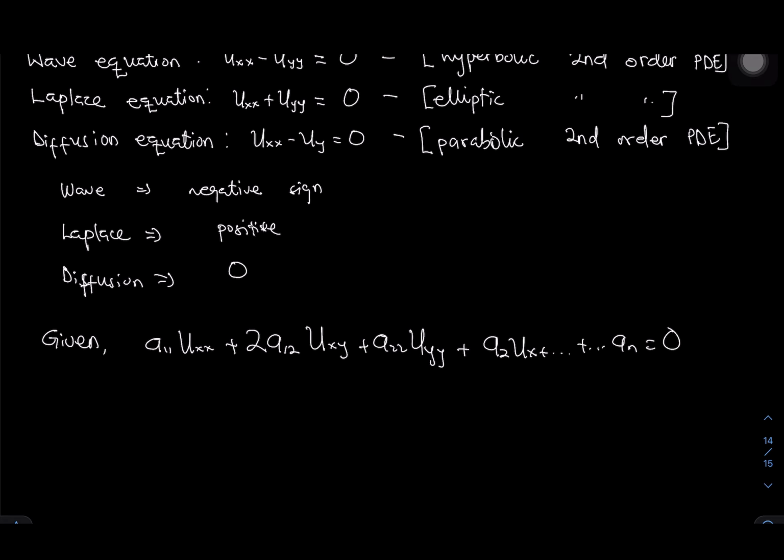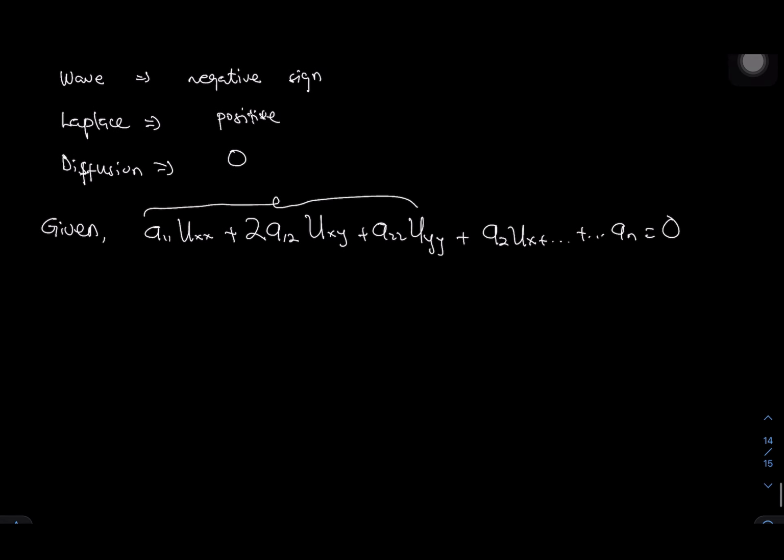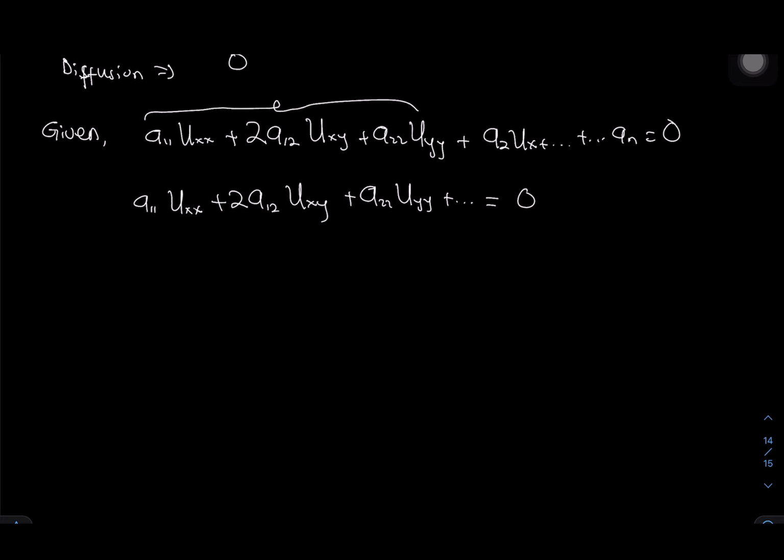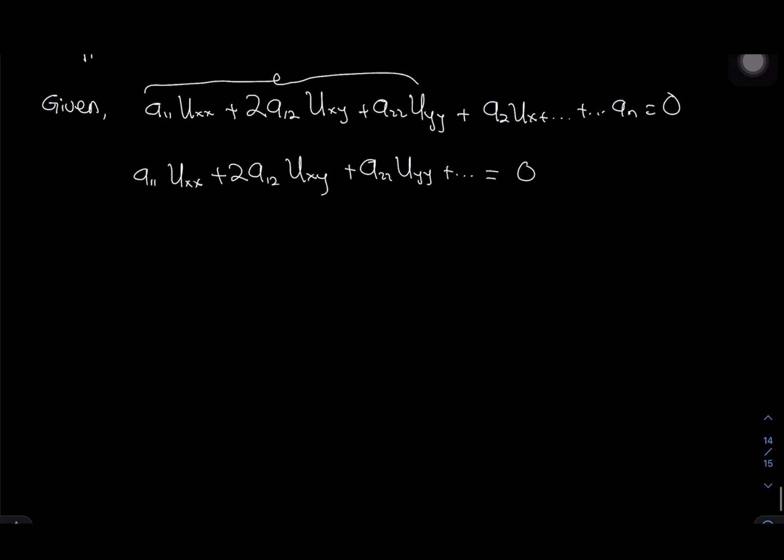Our point of interest will always be the second order terms. All the other terms we don't really care about. So I'm going to rewrite that: a11 uxx plus 2a12 uxy plus a22 uyy plus the other terms, which we are not interested in, equal to 0. Then what we're going to do is write the coefficients of these second order terms in a symmetric matrix form. We know how to do that from linear algebra. That matrix I'm going to call matrix A. It's supposed to be a symmetric matrix, so the diagonals are just going to be a11 and a22.